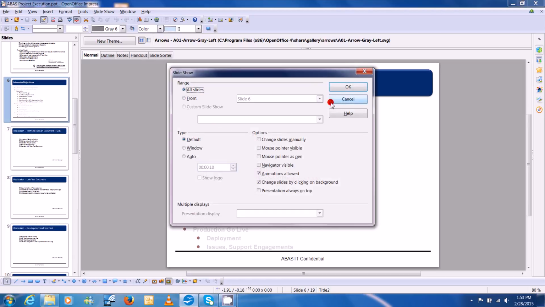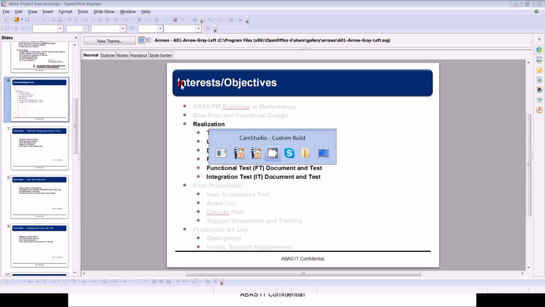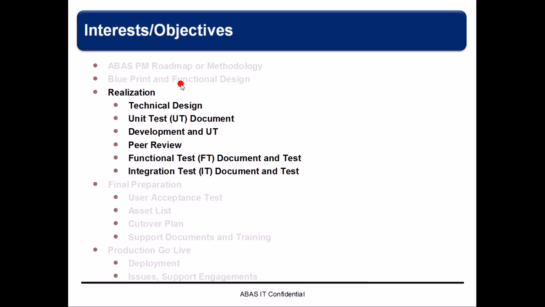So, slideshow. For the realization, this is where we do, as I mentioned, all the main work for the development aspect. Let me change the mouse to a pointer, and let me also change the pen width to thin. Okay, that's fine. For the realization, we're going to review the technical design, unit test, development and unit test, peer review, functional design, test document, and integration test document.